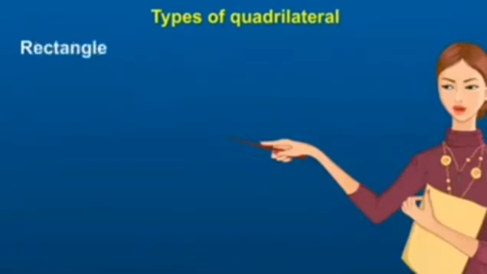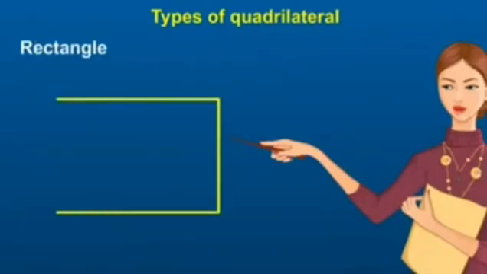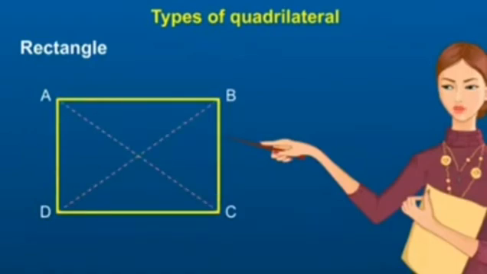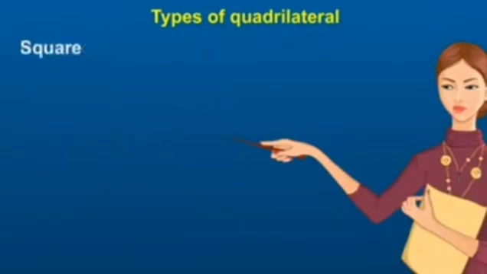Rectangle. A parallelogram having each angle as a right angle is called a rectangle. A rectangle has the following properties. 1. Opposite sides are equal. 2. Opposite angles are equal. 3. Diagonals bisect one another. 4. Each of the angles is a right angle. 5. Diagonals are equal.